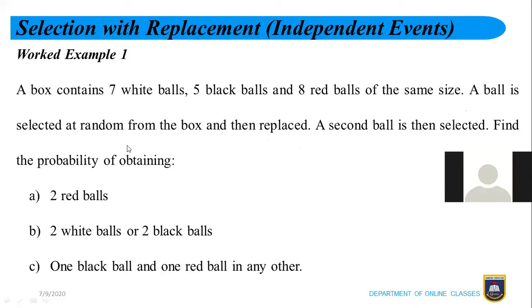A ball is selected at random from the box and then replaced. A second ball is then selected. Find the probability of obtaining A, 2 red balls, B, 2 white balls or 2 black balls, C, 1 black ball and 1 red ball in any order. This is the question to the class. Let's see how we can solve this question. So please quickly copy this and let's move on to the solution.